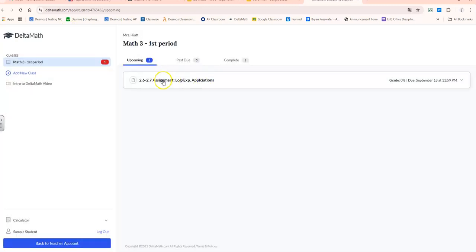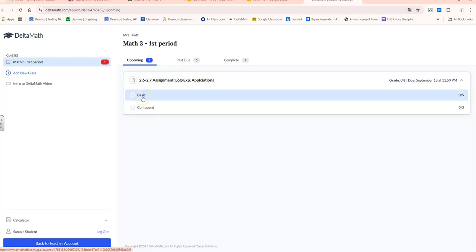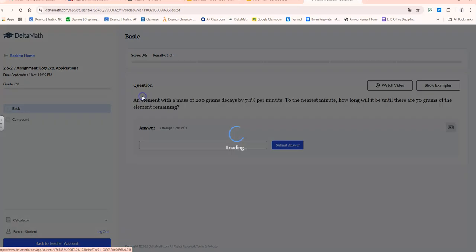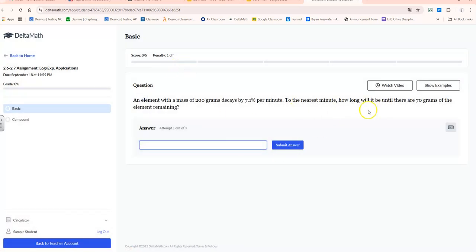So you guys are going to do this 2.6, 2.7 assignment for me, but you only have to do the ones that are called basic, okay? The thing that you have to be careful with here is it asks you to round a little funny on these. It's definitely not all like 3 decimal places like I normally do. So like this one's to the nearest minute, so it would be the nearest whole number, okay? So you've got 5 questions that you got to do. Go ahead and try to get as many of those done now as you can, and then we'll pack up.